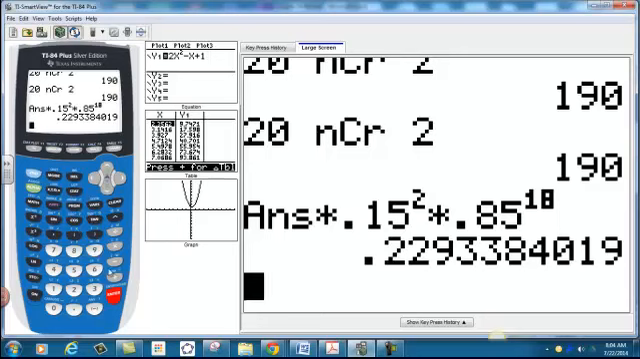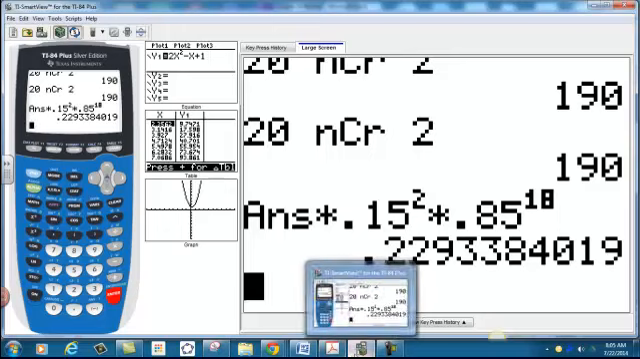Now, if you're using the Inspire calculator to do this problem, you just need to figure out where the probability button is on your Inspire calculator, or where the combination button is on your calculator. But again, you don't have to have a special calculator to do this problem.